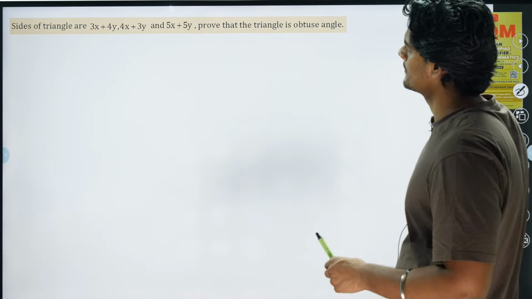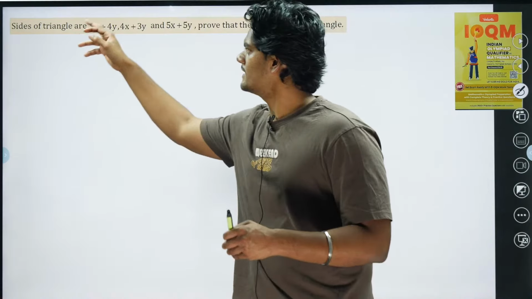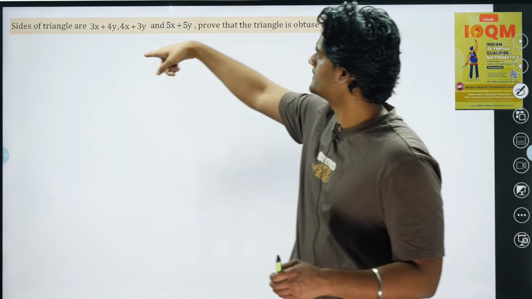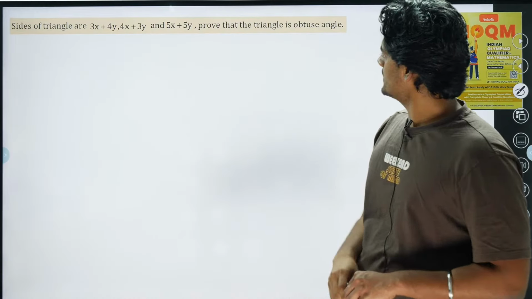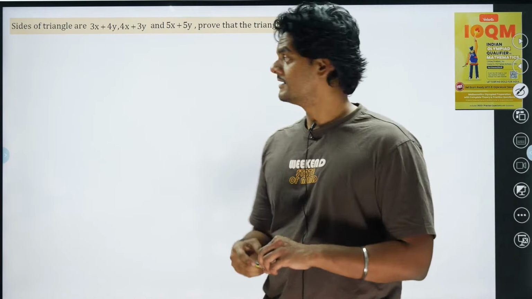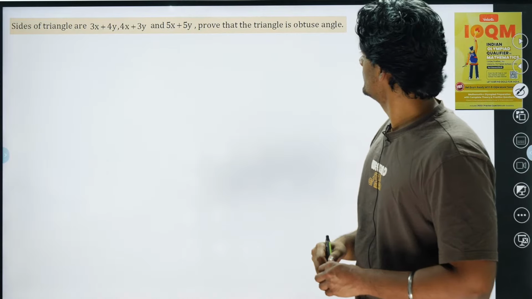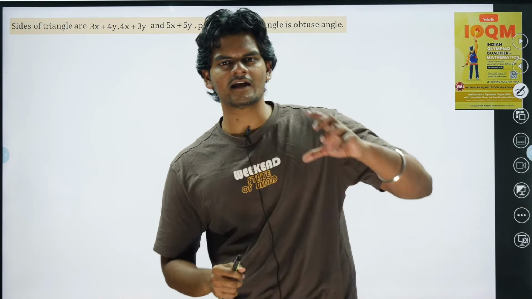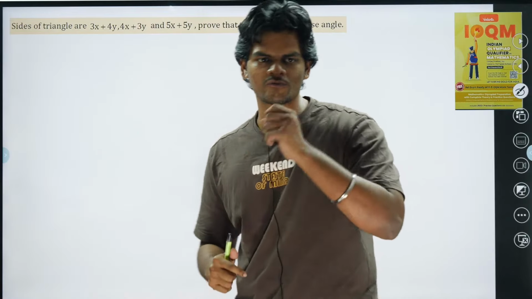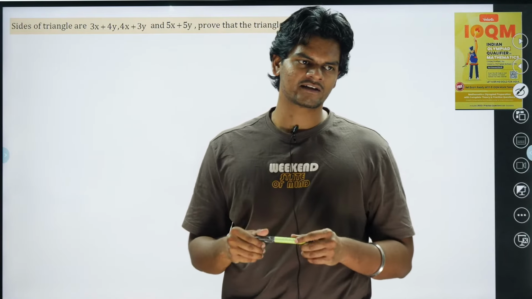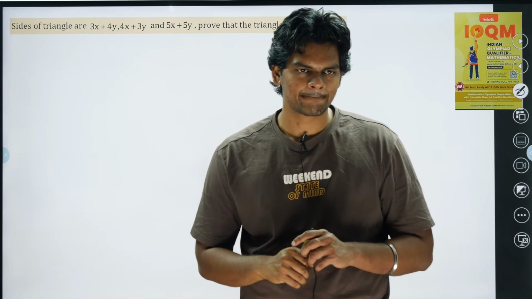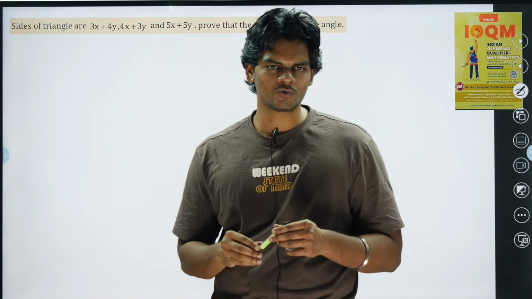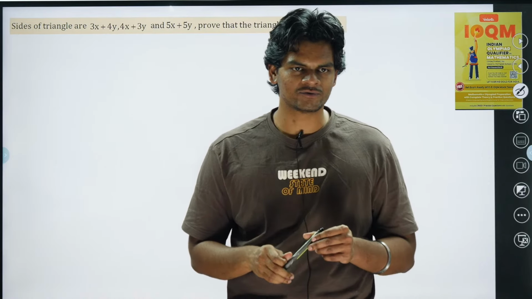Please explain yourself. Your sides of the triangle are 3x plus 4, 4x plus 3, 5x plus 5y. Prove that the triangle is obtuse angled. Okay, when do we say a triangle has an obtuse angle? Based on what can we say a triangle has an obtuse angle? What characteristics does it show? Which rule can we use?